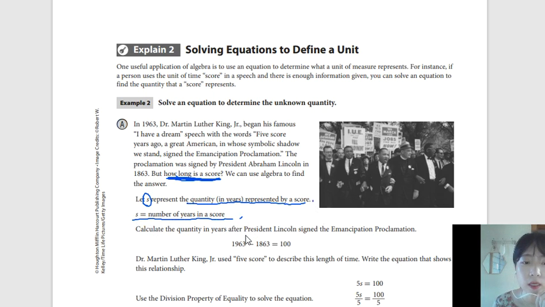Okay, now we've got a variable. We're going to calculate the quantity in years after President Lincoln signed the Emancipation Proclamation. So we're going to get the data as much as possible from the problem. What do we know? We know the quantity of years after President Lincoln signed the Emancipation Proclamation, right? In 1963, Dr. Martin Luther King Jr. made that speech, minus whenever President Lincoln signed the proclamation, 1863, which is 100. So it's been 100 years.